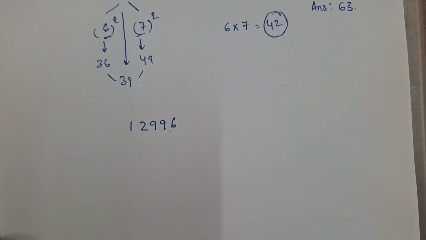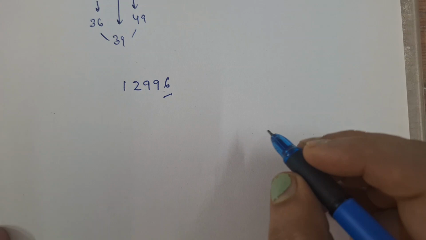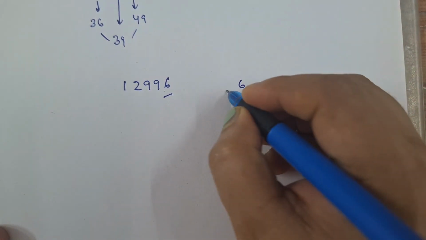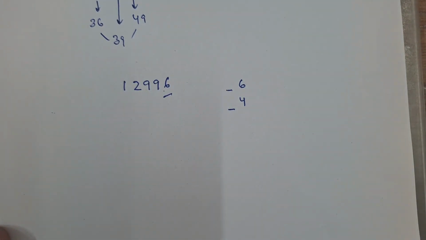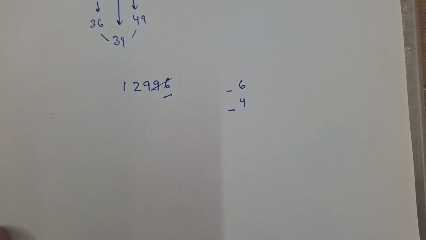Now 12996. Identify the first step, the last digit. Last digit possibilities for 6 are two numbers, that is 4 and 6. Now what we have to fill up here, we have to find out. After identifying the possibilities, strike out the two digits from the right side.